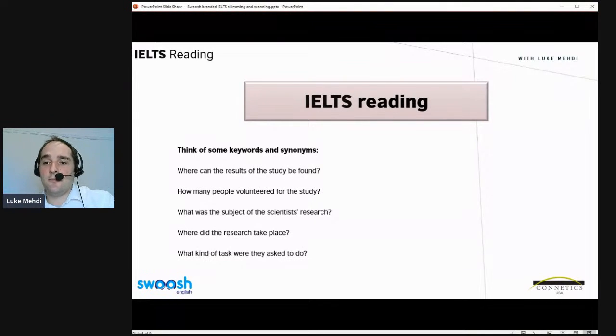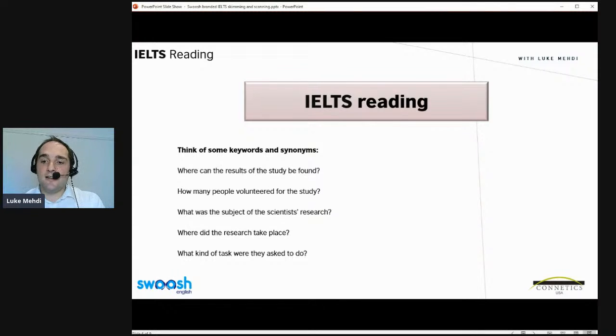Where can the results of the study be found? Where might you find results for a study? Any ideas? Just pop them in the comments down there on the right. So, where can the results of the study be found? This is a study. You are probably looking for the name of some kind of magazine, maybe a journal. It could be a website or something like that. Okay, so where would you go to find those results?